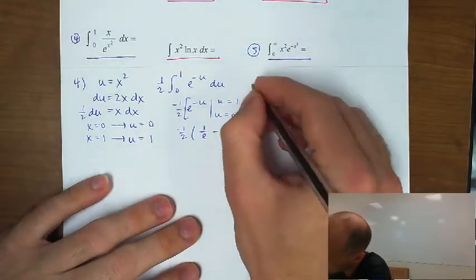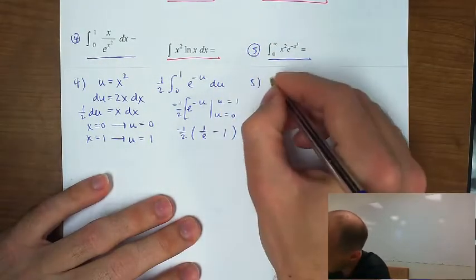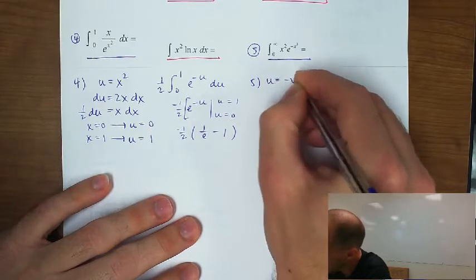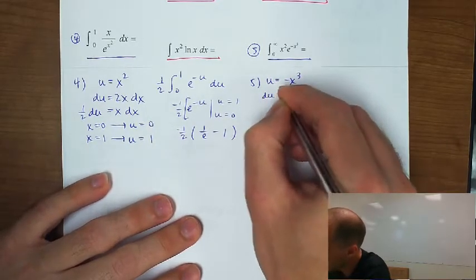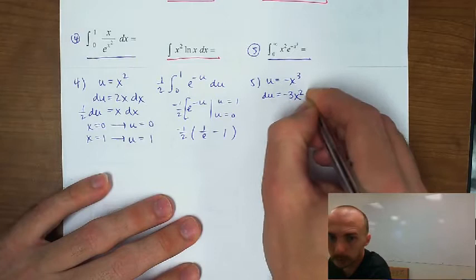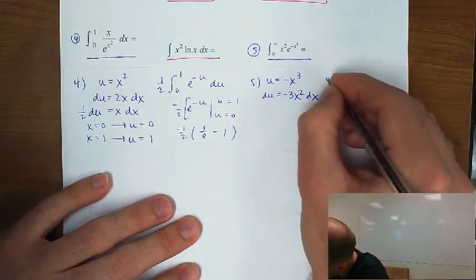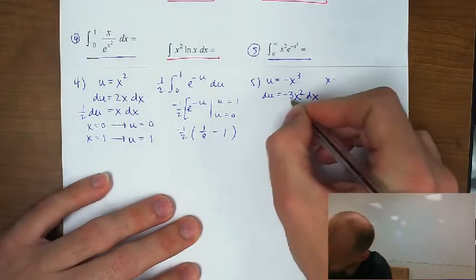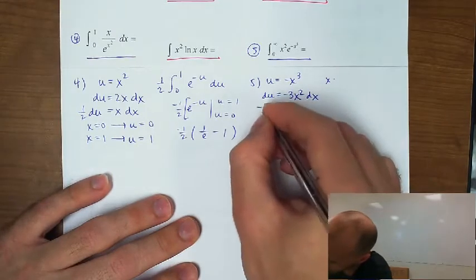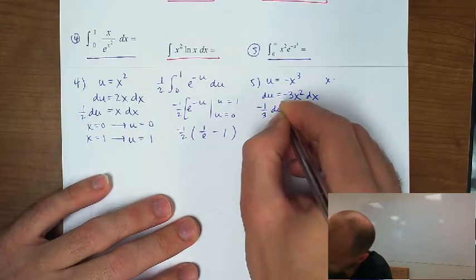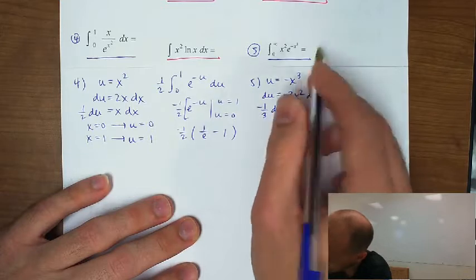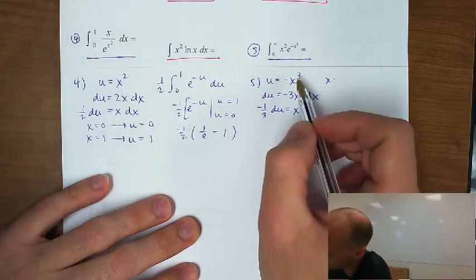Number 5. Okay, I'm going to let u equal -x to the 3rd, so that du is -3x squared dx. When, wait a second, I don't have -3x squared, so I'm going to need to divide by that -3. I have x squared. Whoa, where's the dx on this?